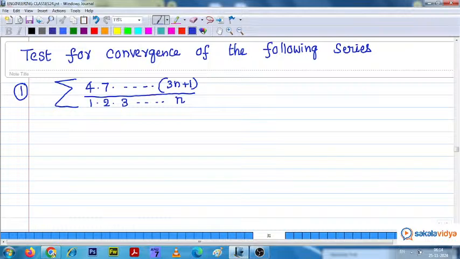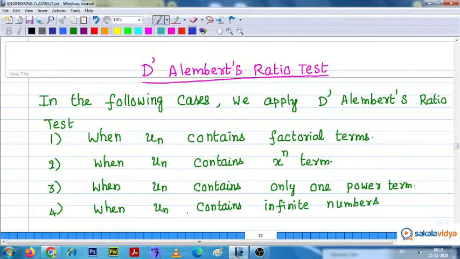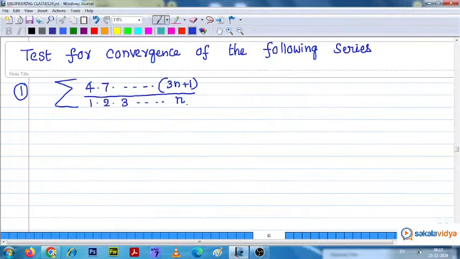If you observe, the nth term u_n is nothing but 4 into 7 into and so on (3n+1) divided by 1 into 2 into and so on n. That means the numerator of the nth term consists of the product of an infinite number of terms. That's why we need to apply D'Alembert's test. We already discussed that when u_n contains an infinite number of terms, we need to apply D'Alembert's ratio test.